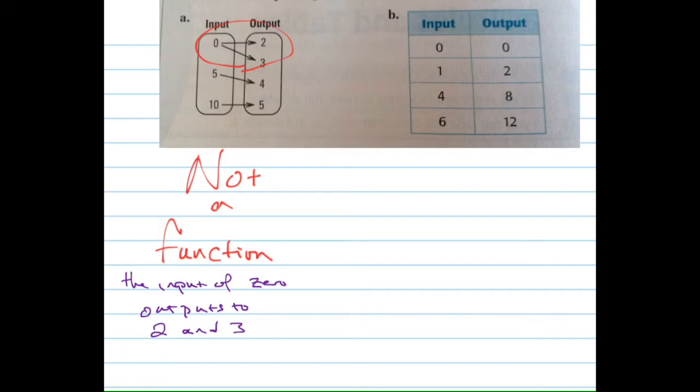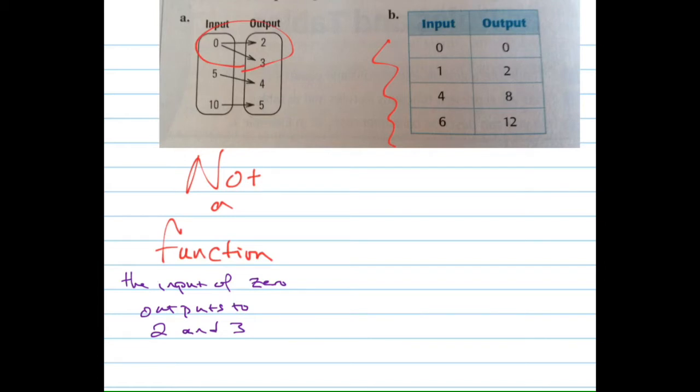How about B? Is B a function? Does each input have only one output? With a table, it's pretty easy to check, because if an input was going to have more than one output, you'd have to see an input listed twice on the left. You'd have to have 2 zeros or 2 ones or 2 fours or 2 sixes. And since you don't have that, then it's a function. Everybody okay with that? Okay.